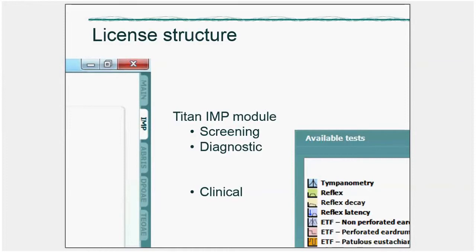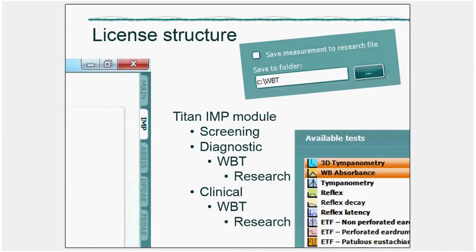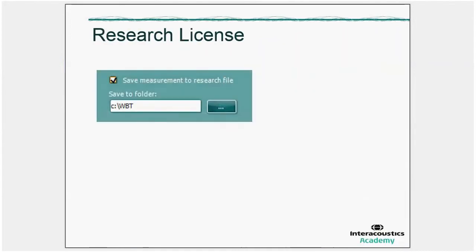If you have a diagnostic or clinical Titan, Wideband Tympanometry can be added to that, so there are two more tests related to Wideband Tympanometry. And if you have Wideband Tympanometry, you can add the research license on top of that. The research license is basically an option in the protocol setting which allows you to save measurements to a research file. Here we see that the protocol is selected to save measurements to the research file.